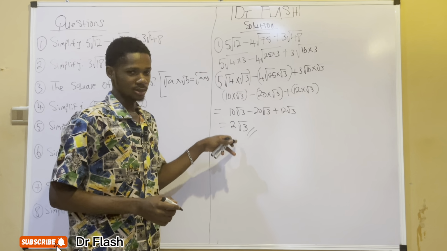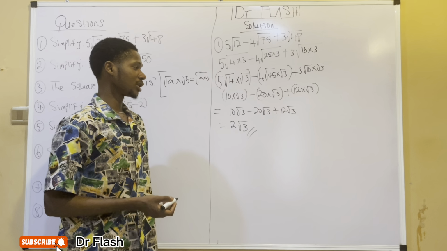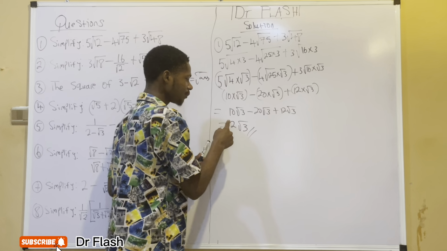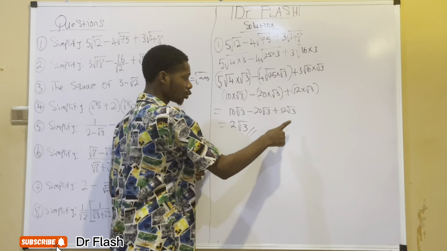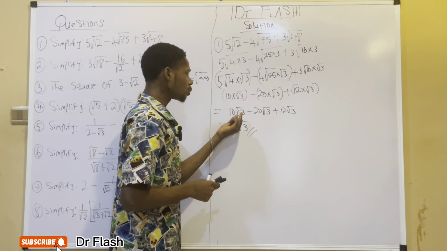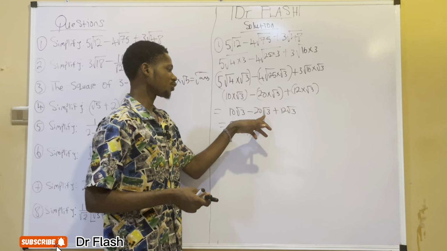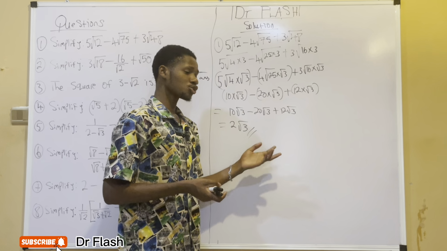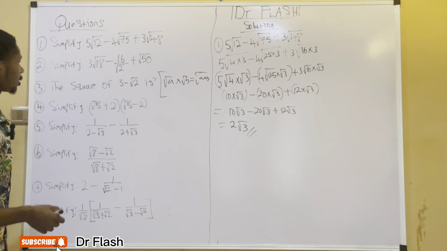Try not to write 2 cows, so you don't say the answer is not in the options in an examination. Now we have 2 root 3 after doing this. So the basic idea is to assume these root numbers to be something common to all of them. That is 10 root 3 minus 20 root 3, that is minus 10 root 3, plus 12 root 3, that is 2 root 3. That is the answer to the question asked in the examination.